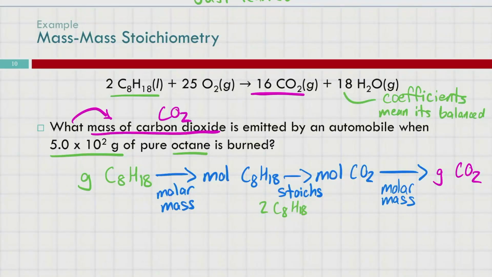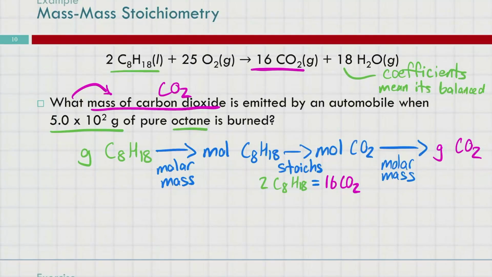So setting this up, we have to go out and collect our molar masses and our stoichiometry ratio. Our molar mass for octane is 114.232 grams per mole. For CO2, it's 44.009 grams per mole.